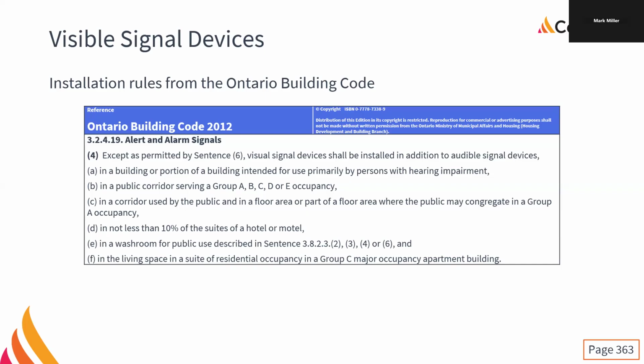At least 10% of the suites of a hotel or motel, so that if hearing impaired people are renting the room, they can get a room that is suitable for them. And then in the living space in a suite of residential occupancy in a Group C major occupancy apartment building. So Group C, right, residential occupancies, in the living space. Living room gets a strobe.